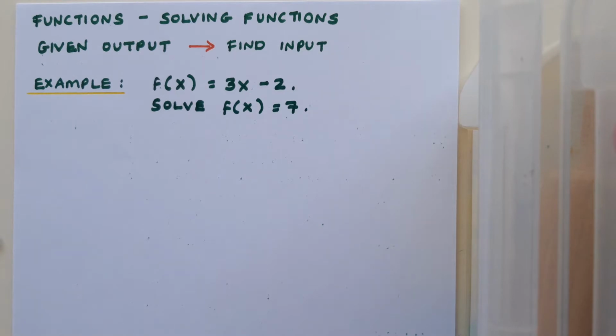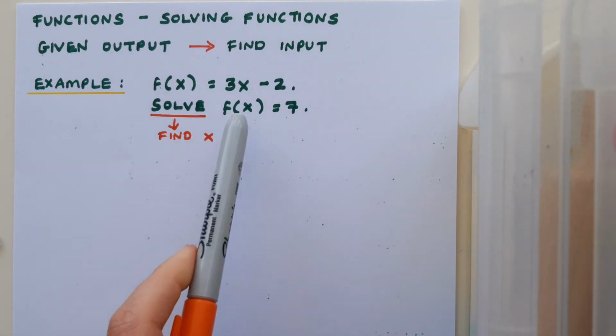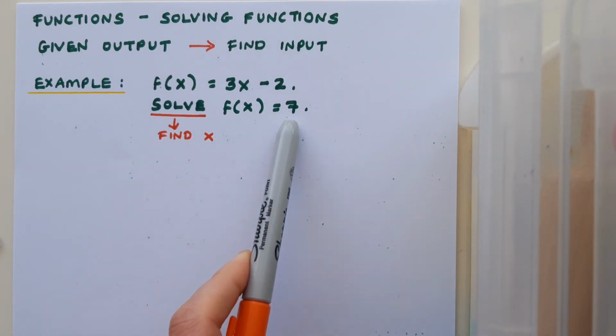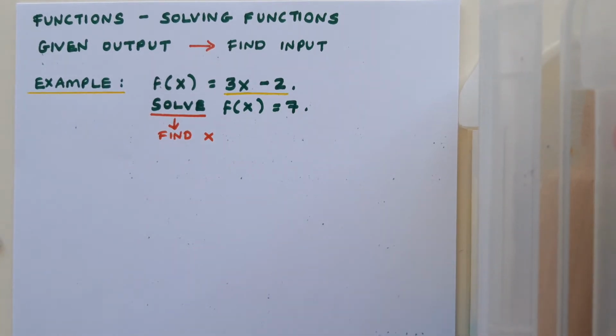I'm told that the function is f of x equals 3x minus 2, and I want to solve f of x equals 7. So what does this really mean? It means that I want to find out the value of x. What input x do I need to get the output 7? Notice that 3x minus 2 is the function, and I'm told that this function f of x comes out as 7. So I can let the function 3x minus 2 equal 7.